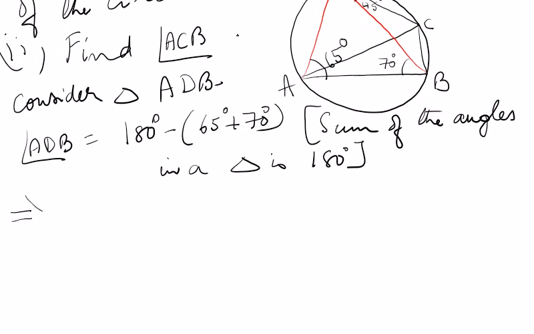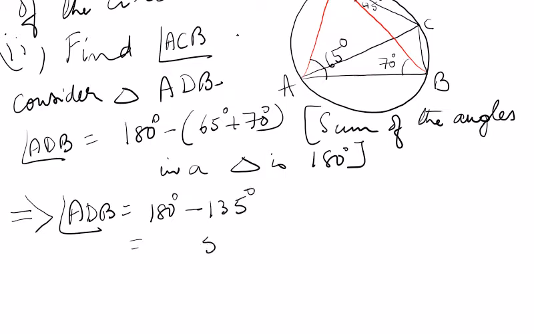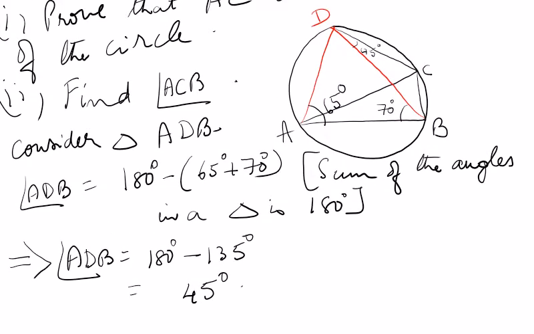So this implies angle ADB is equal to 180 degrees minus 135 degrees, which is 45 degrees. So angle ADB we got as 45 degrees. So what is angle ADC? 45 plus 45, 90 degrees, isn't it?